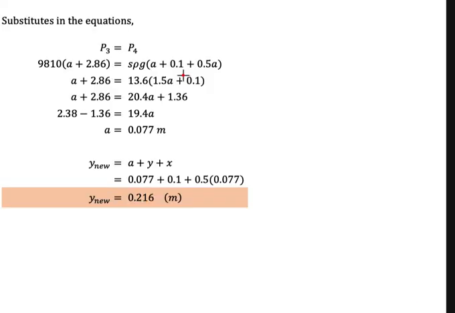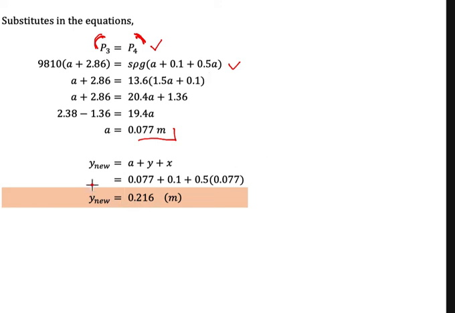Then we substitute into the equation. We know that P3 is equal to P4. We already calculated the pressure for P3 and the pressure for P4 as mentioned here. Then we could calculate that A is equal to 0.077 meters.